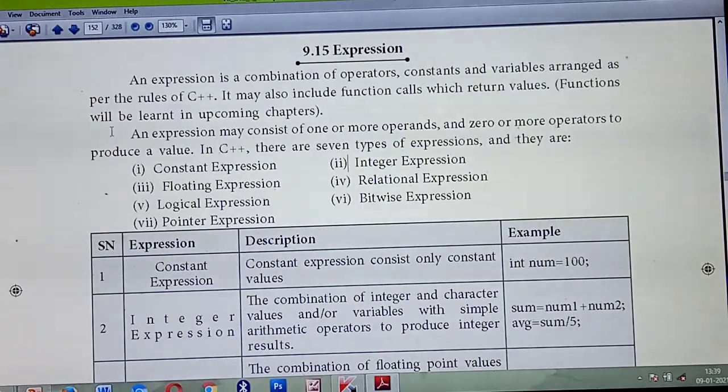What's the meaning? For example, x square plus y square equal to 5. What are the operators you are using? The operators are plus and equal to, two operators. How many variables? x and y, two variables. What's the constant you are using? The value 5. Understood? So we can say an expression is a combination of operators, constants and variables. Each and everything will be arranged as per the rules.